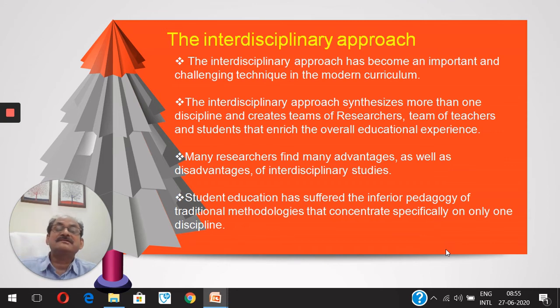You can easily understand in the previous slide, it creates a team of researchers, teachers and students that enrich the overall educational experience.